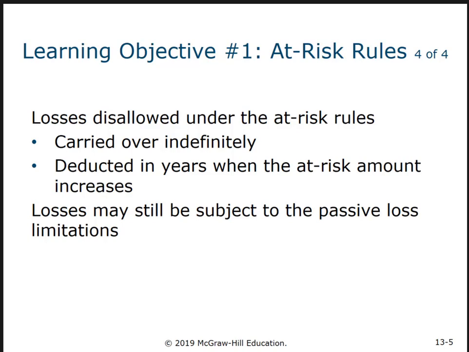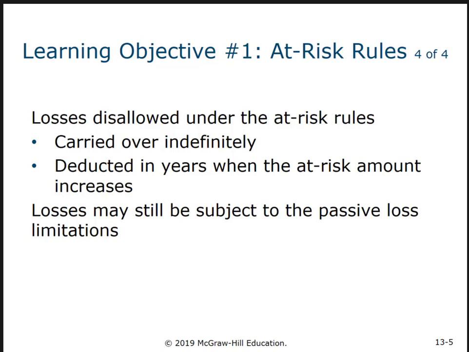And then if you do something in future years to make your amount at risk go back up, or there's income in a subsequent year, you can use that carryover to offset that and utilize those carry forward losses. But they still could be subject to passive loss limitations. You always do the at-risk rules first, then you look at the type of activity.